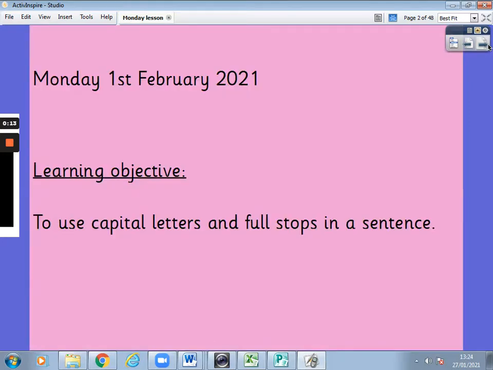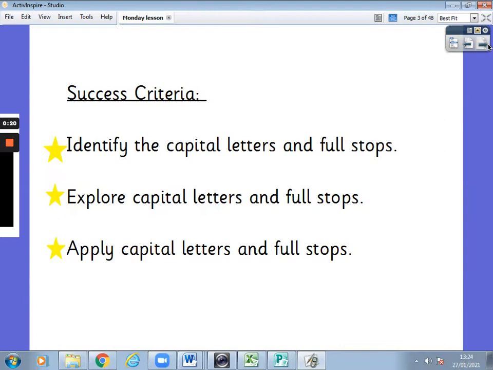Now, let's make a start. Today our learning objective is to use capital letters and full stops in a sentence. We are going to identify the capital letters and full stops. We are going to explore them and apply them.